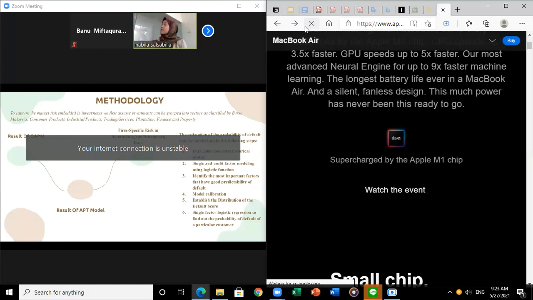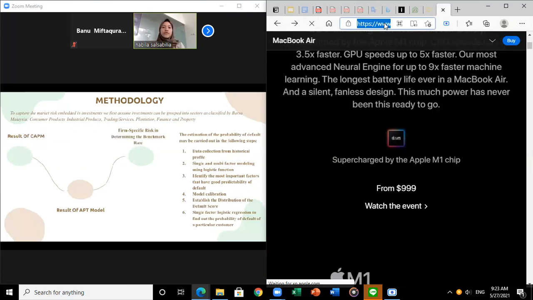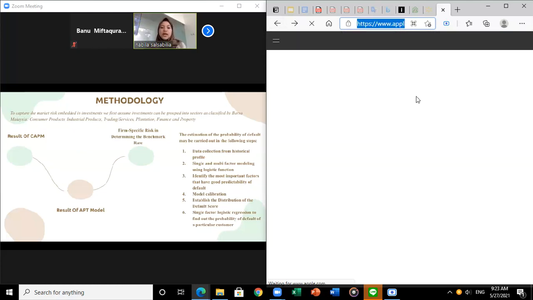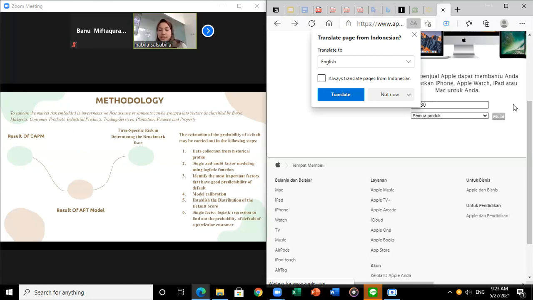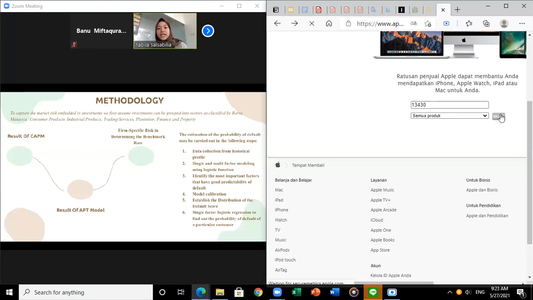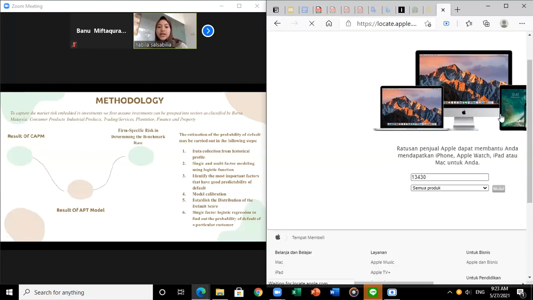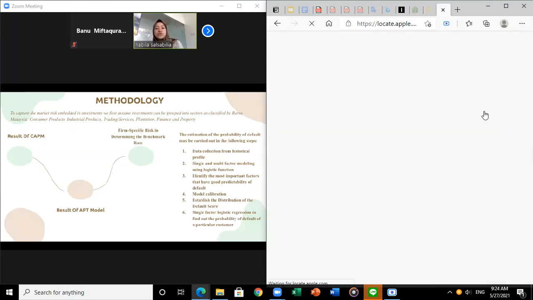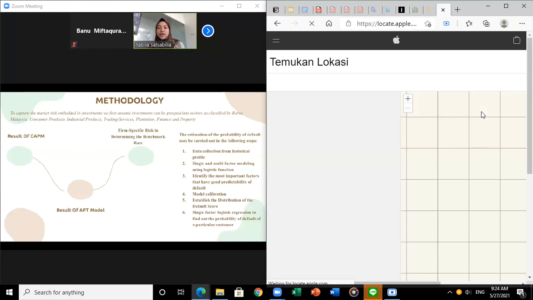So here are the 3 points of the methodology: the result of the capital asset pricing model, the result of the APT model, and the last is firm specific risk in determining the benchmark rate. Before we go far into the result of CAPM and the APT model, let me tell you about the firm specific risk in determining the benchmark rate.